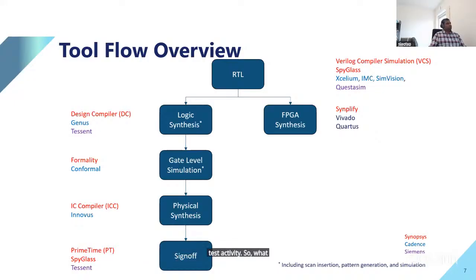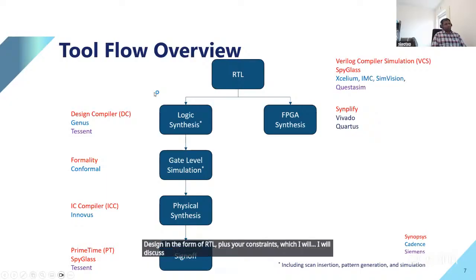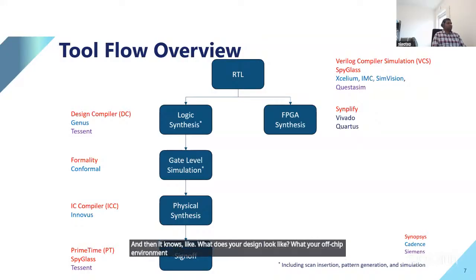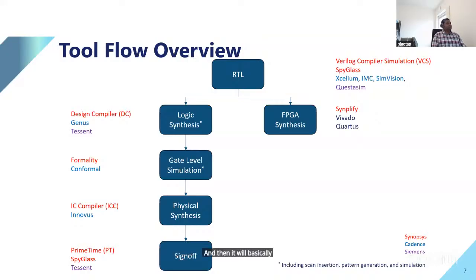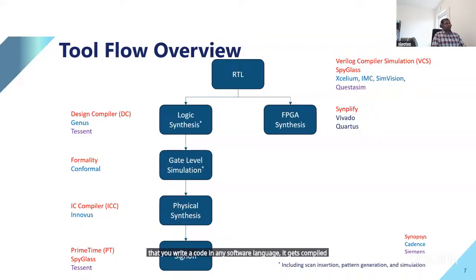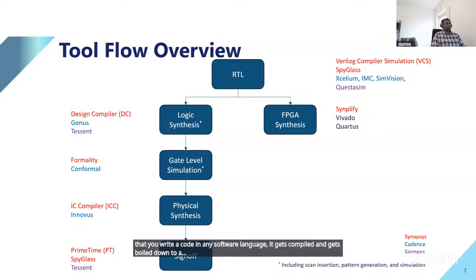So what Design Compiler takes is your design in the form of RTL plus your constraints, which I will discuss after a couple of slides. And then it knows what your design looks like, what your off-chip environment looks like, and then it will basically perform synthesis. From a software point of view, you write code in any software language, it gets compiled and boiled down to assembly code. So here your design gets broken into standard gates.